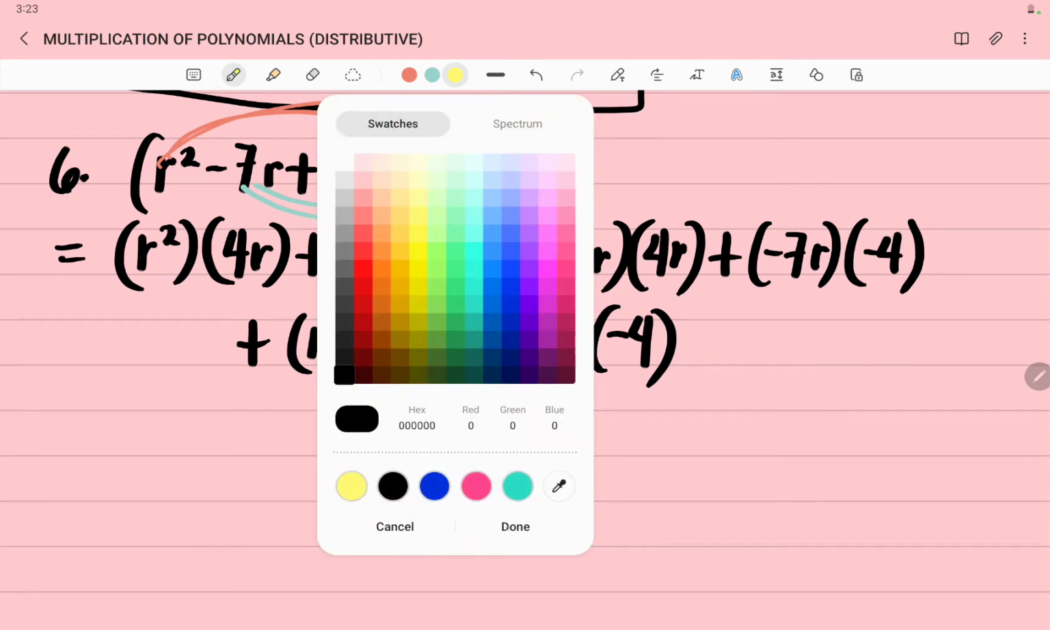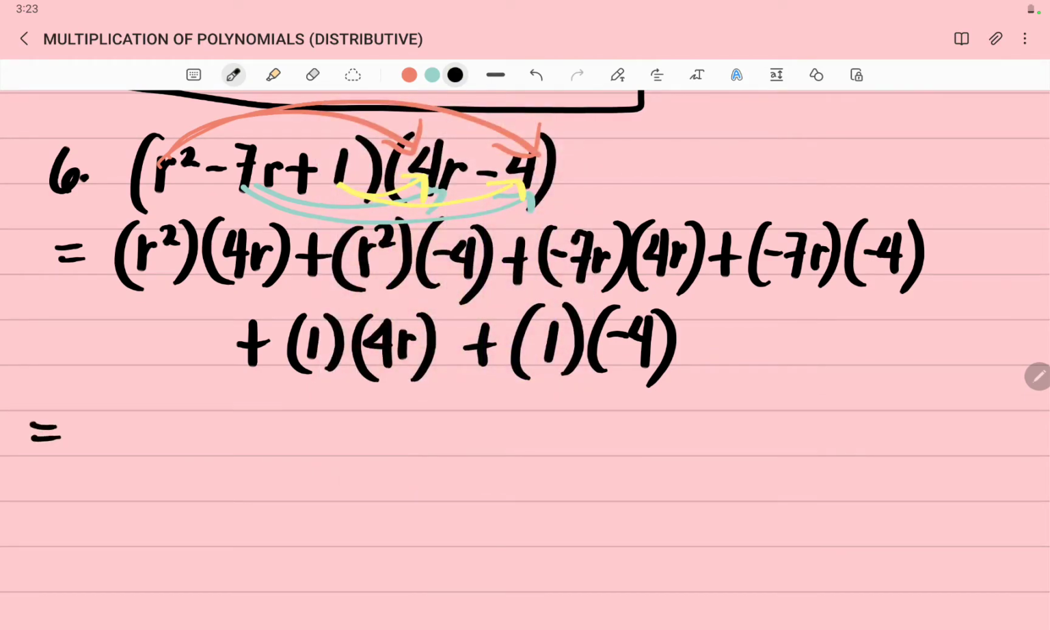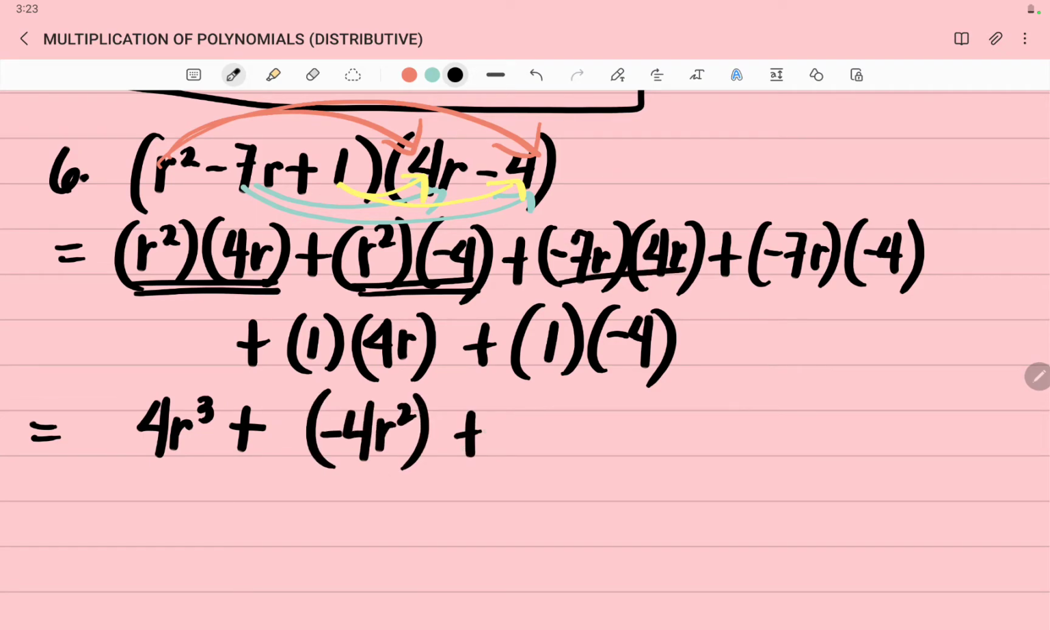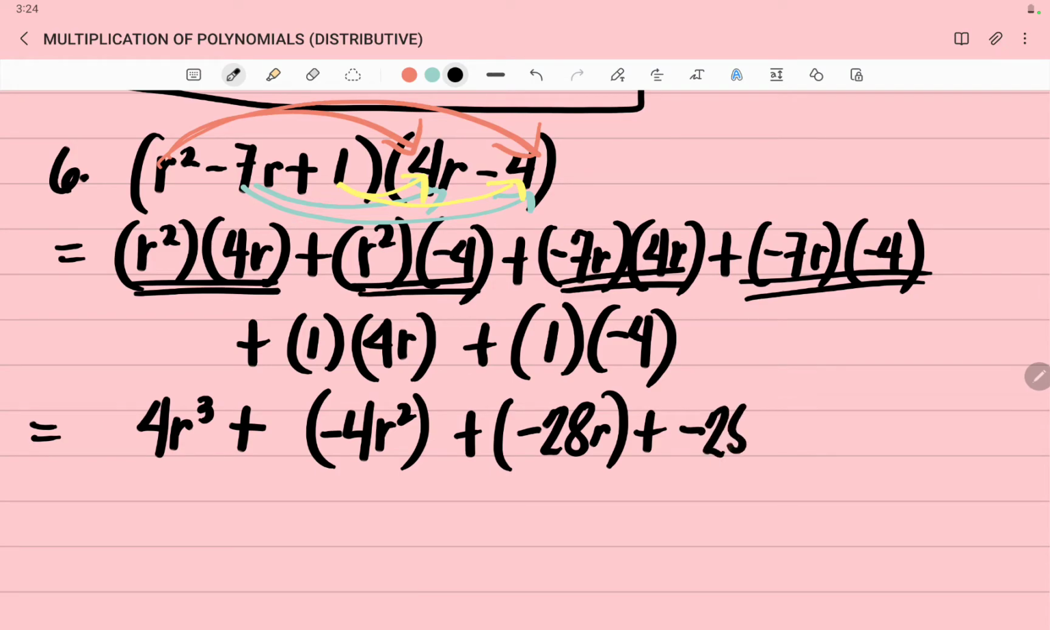So now let's evaluate per term. r squared times 4r is 4r raised to 3, plus r squared times negative 4 is negative 4r squared, plus negative 7r times 4r is negative 28r squared, plus negative 7r times negative 4 is 28r, plus 4r, because 1 times 4r is 4r, plus 1 times negative 4 is negative 4.